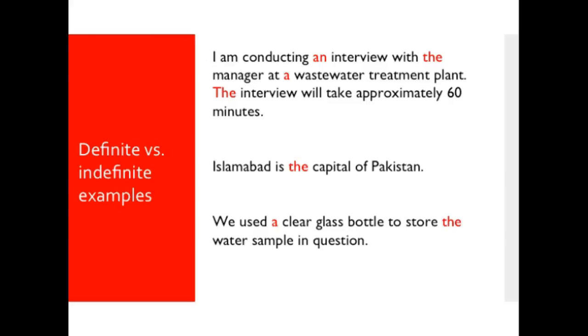Another sentence: Islamabad is the capital of Pakistan. Countries have one capital, so we know it has to be a definite article. We're only talking about one thing. The next sentence: we used a clear glass bottle. "Clear" starts with a consonant sound, so we use "a."